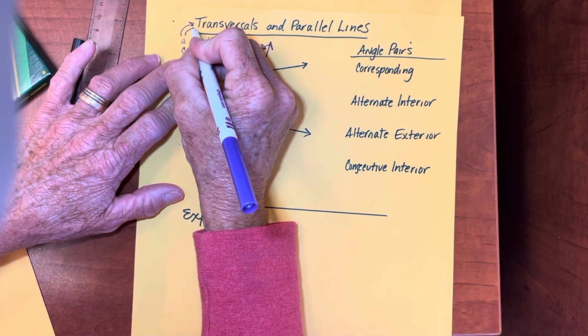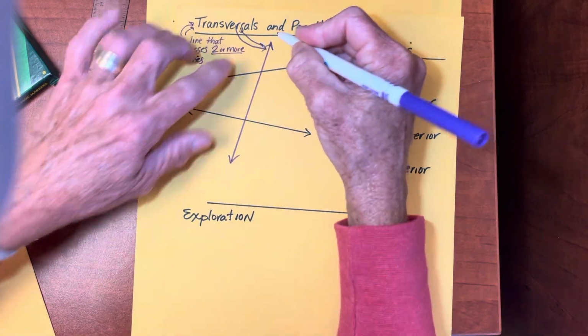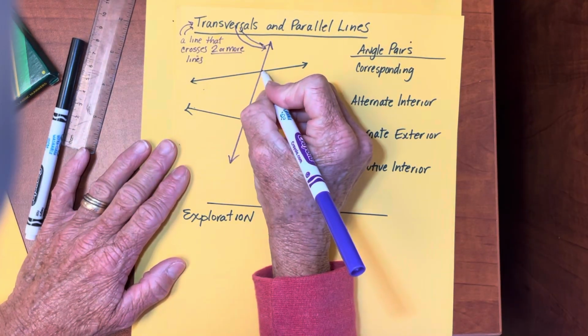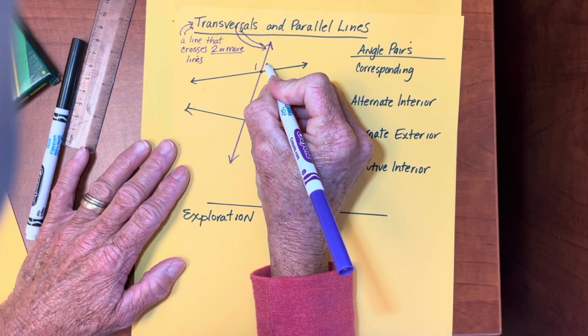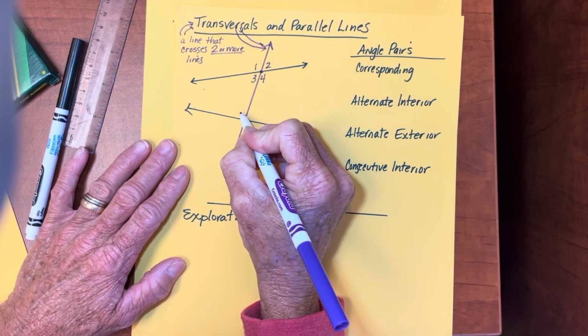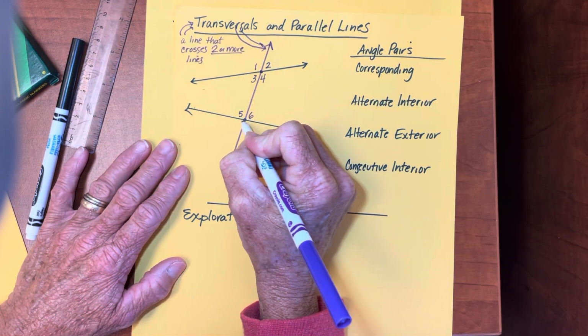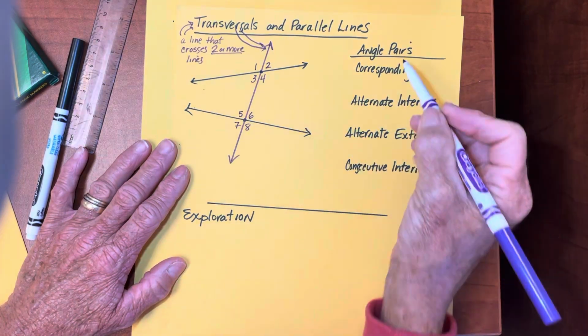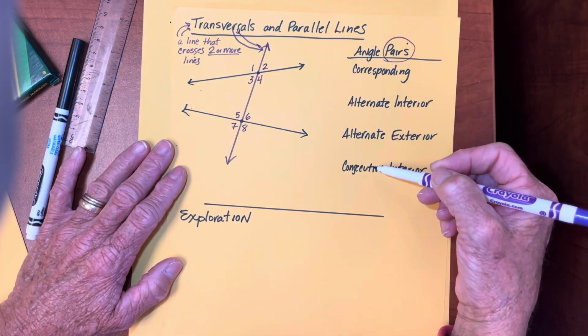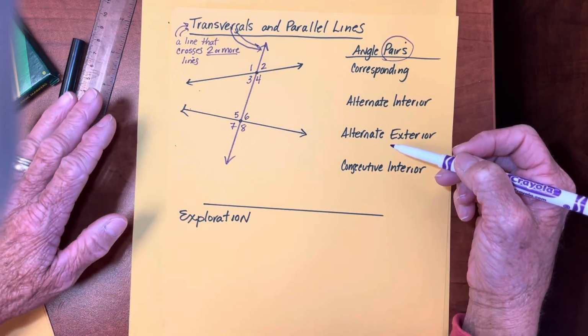Okay, so that's the definition of a transversal, and this is an example of a transversal. When we do that, we form 8 angles. At this intersection point, I have angles 1, 2, 3, and 4. And at this intersection point, let's number these 5, 6, 7, and 8. We're going to be looking at pairs of angles and coming up again with more vocabulary words in geometry.